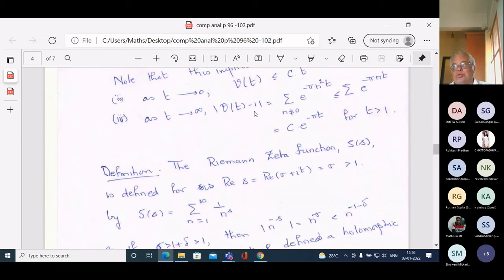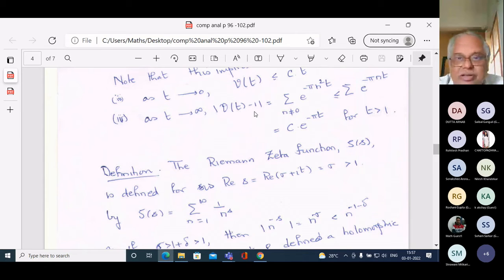See, for t near 0, I can say that it looks like 1 over square root of t. That is blowing up when t tends to 0. But as t tends to infinity, theta t minus 1 is exponentially decreasing. I'm not saying that theta t is exponentially decreasing. So theta t is 1 plus something that is exponentially decreasing. Theta t minus 1 is exponentially decreasing in t.